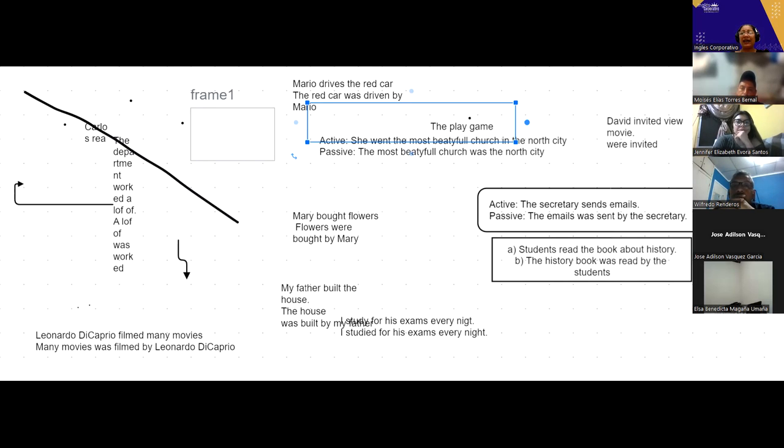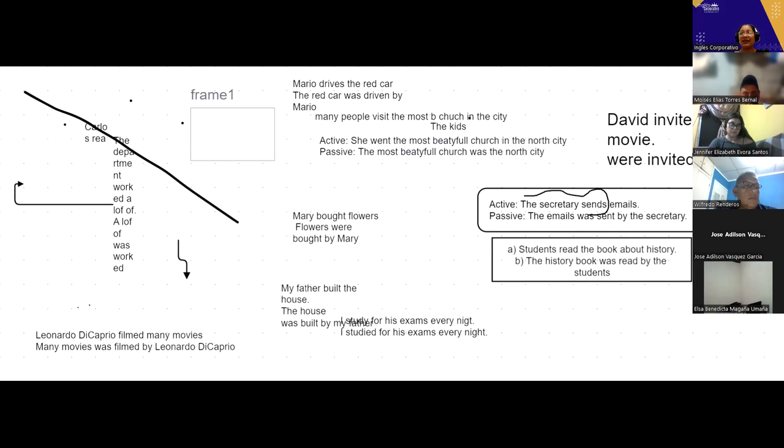Then I have the secretary sends emails. There we have an object, which is the emails. The emails, okay, but emails is plural. So what would be the correct way? The emails, and see, also, I need a pen here. It says, the secretary sends. In what tense is it? Like your classmate just did in the exercise, what is the tense of sends?